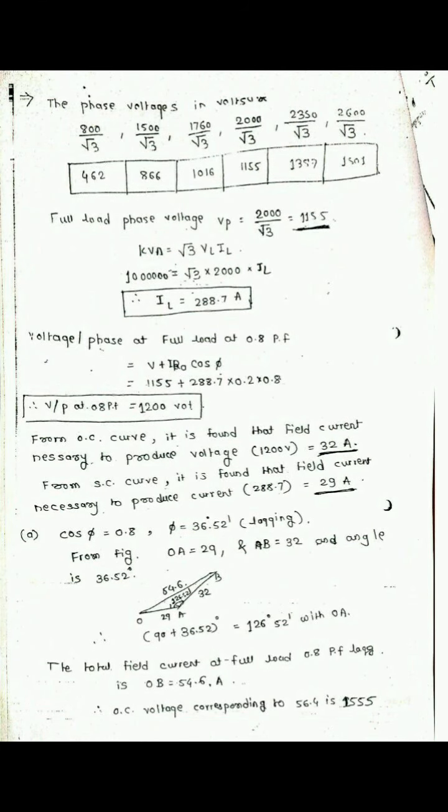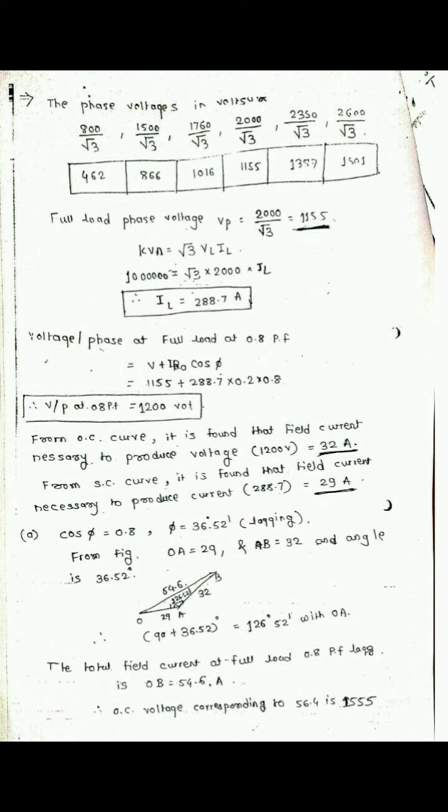For solving this problem we want to attach one graph paper, and on that graph paper we draw the characteristics of OCC and SCC and follow the procedure given in the MMF method, that is the ampere turn method. First, find the value of V, the per phase value, that will be available at a different power factor. So it is 1200. From 1200 we'll calculate the value of IF1. From the short circuit current, that is 288.7 ampere, we get the value of IF2, that is 29 ampere.